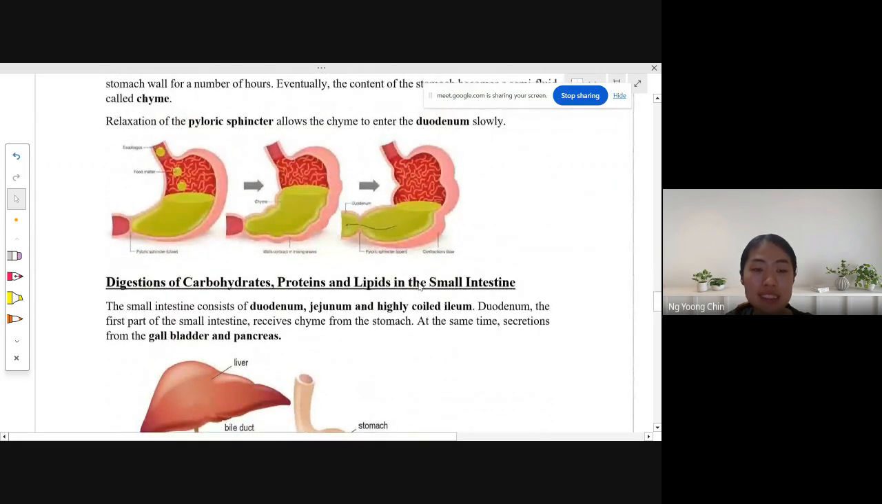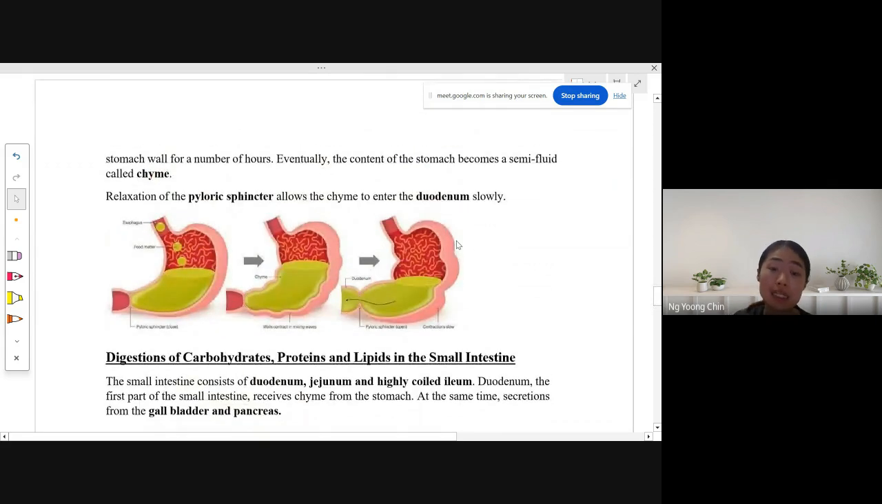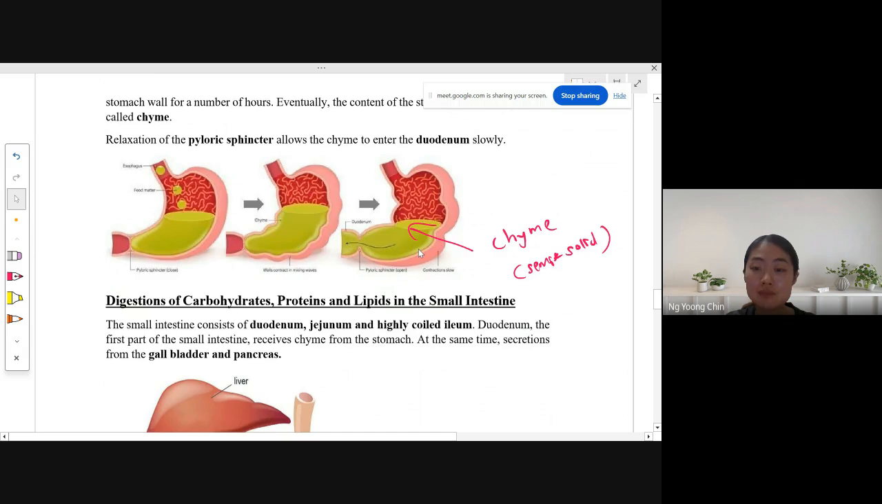Okay, so you can see that inside the stomach, the food contents become acidic. This is called chyme. What does chyme mean? Chyme means a semi-solid mixture. It looks a bit liquid, but a little bit solid.